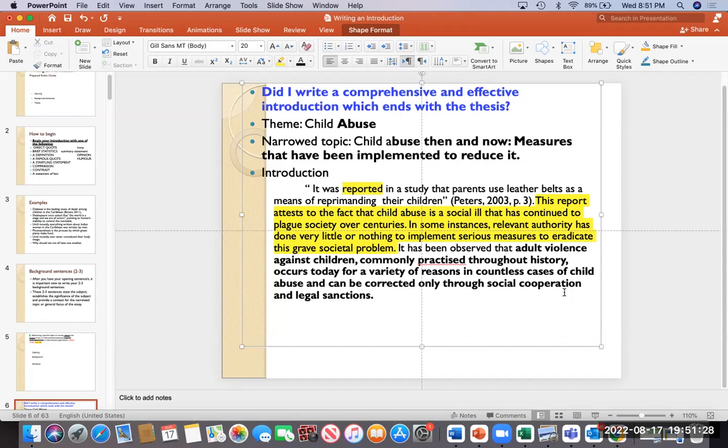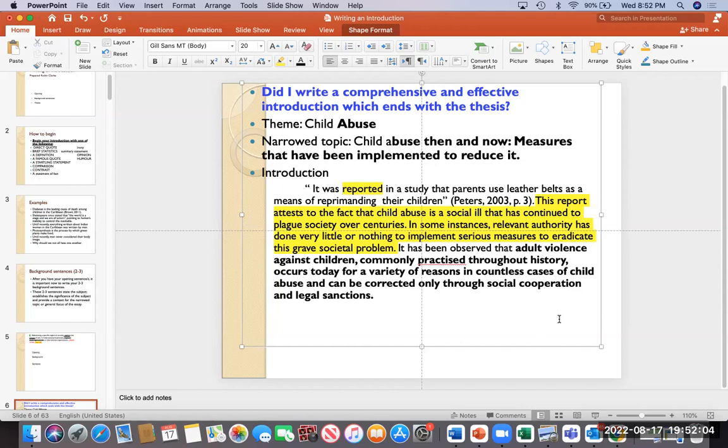Guys, remember, you have to talk. That's the only way you can learn it, all right? I cannot talk to myself. How does the following sentence after the opening start? I just ask, how does the second sentence start? Sir, this report attests to the fact that child abuse is a social illness.